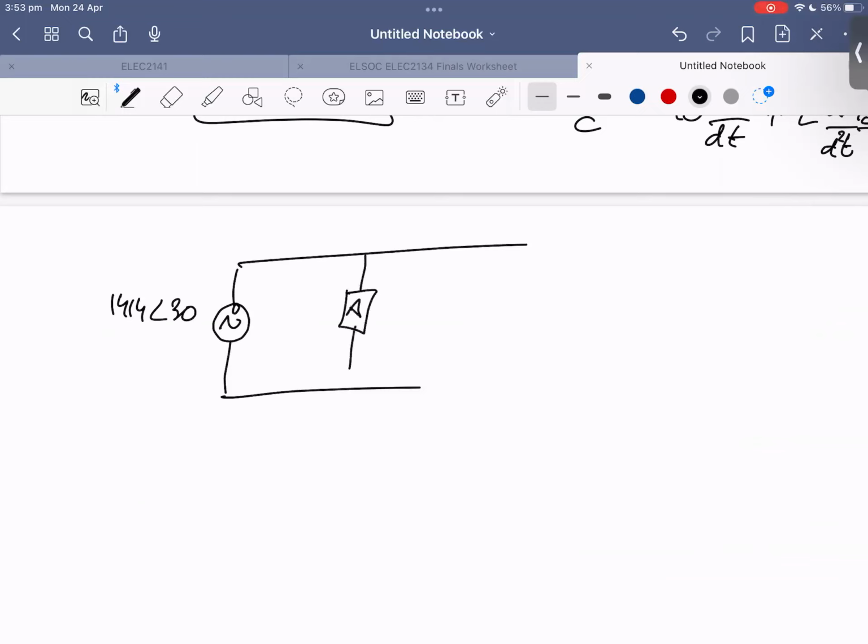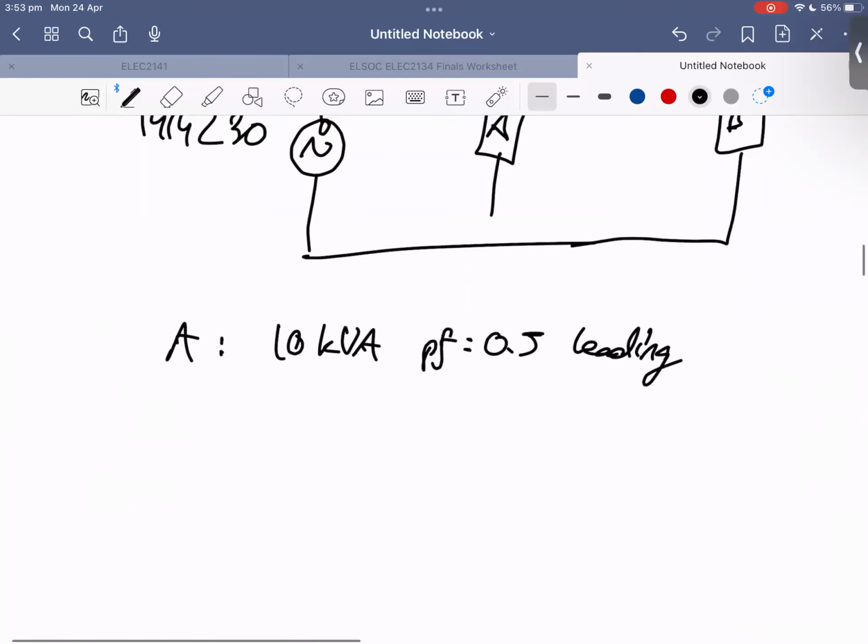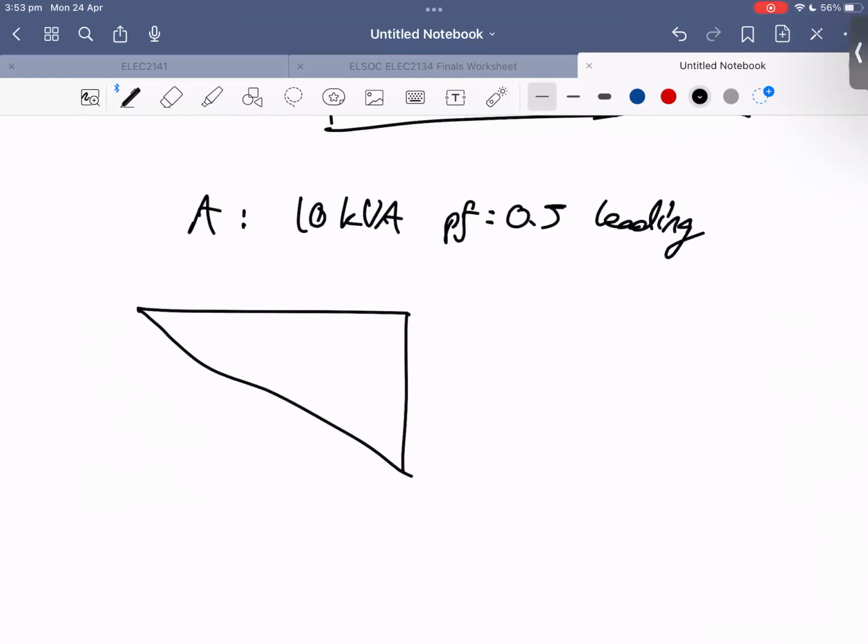And then we've got two loads. Load A was 10 kilovolt amps, and the power factor is 0.5 leading, which means a negative power angle. Remember that volt amps is a unit for apparent power. So this is 10 kVA, and the power factor is, if I do cos inverse 0.5, that gives me 60 degrees, and that's negative because we have a leading power factor.